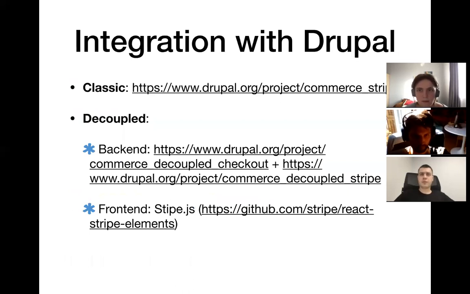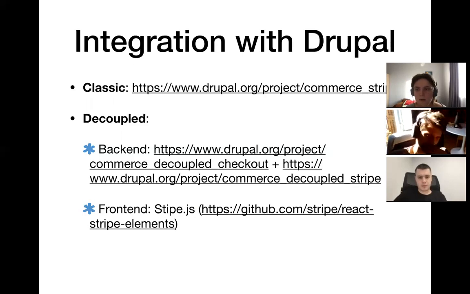If you want to integrate it with Drupal, for classic Drupal there is a module, Commerce Stripe, and its recent version already uses Stripe intents. It's integrated with Drupal Commerce checkout modules, and it collects credit card details and processes them in Drupal, and then creates intents and so on. If you integrate with a decoupled architecture, then on the backend you may use Commerce Decoupled Checkout plus Commerce Decoupled Stripe modules.